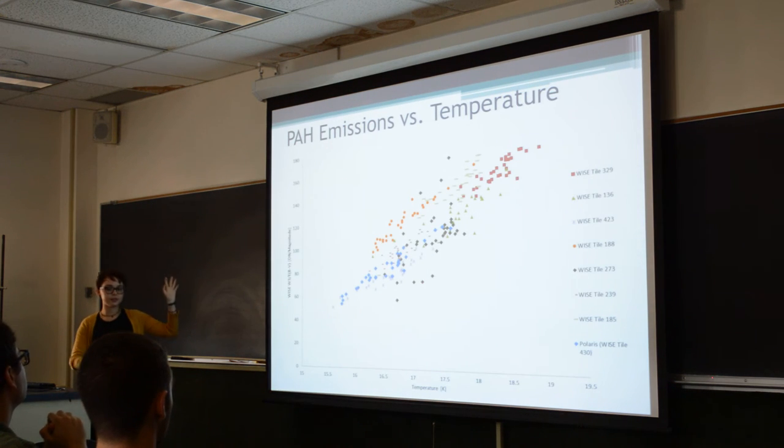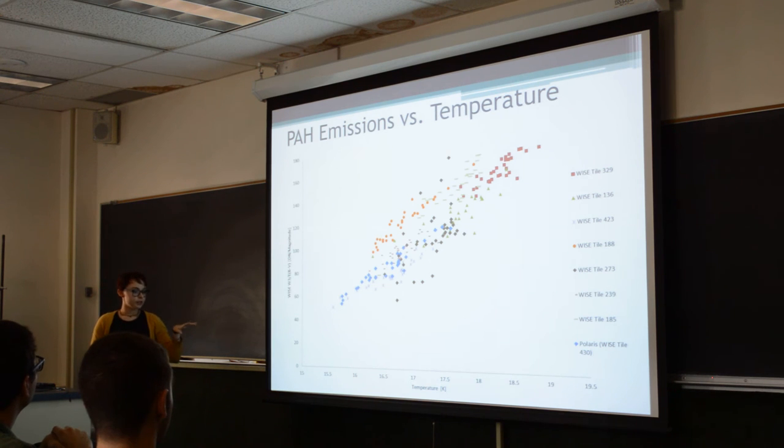So these are some of our results so far. On the X axis, we have the temperature from that dust temperature map. And then we have the PAH emission, which is the normalized WISE data. So we have this nice linear correlation between the two. This shows that as the temperature rises, we also see an increase in the PAH emissions, which tells us that there is an increase in the radiation density in these regions.